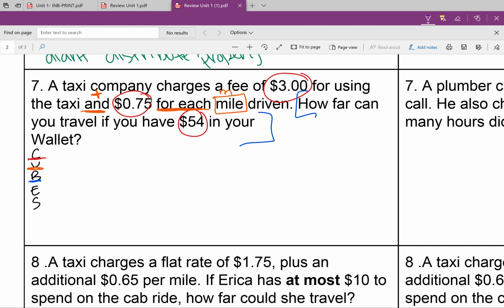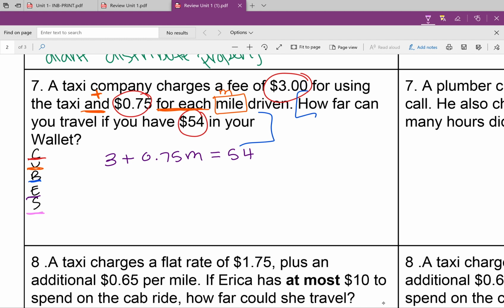Okay. Next is to write an equation. So our equation says our initial fee is $3. That's our initial fee. And, which we said was plus, 75 cents for each mile driven. Remember, mile we said was M, for a total of $54 in her pocket. So this is our equation. From here, what we now need to do is solve.